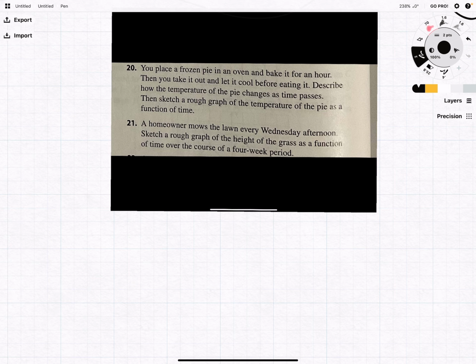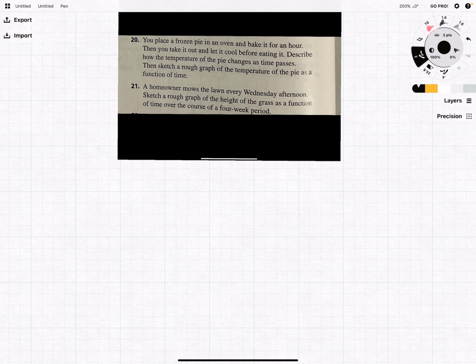a graph for it. So problem 20, it says you place a frozen pie in an oven and bake it for an hour. Then you take it out and let it cool before eating it. So describe how the temperature of the pie changes as time passes. Then sketch a rough graph of the temperature of the pie as a function of time. Okay?